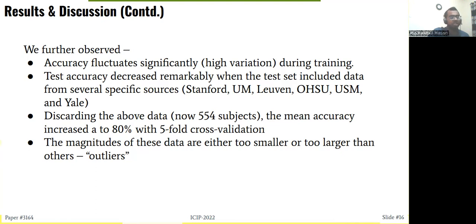So of course we can say these are the outliers, and when we also examine the data, we found that these data are either too small or too large compared to other data. So these are the outliers, and if we remove the outliers we can achieve, let's say, 80% accuracy, and we found that 80% accuracy using the ensemble 3D CNN model.